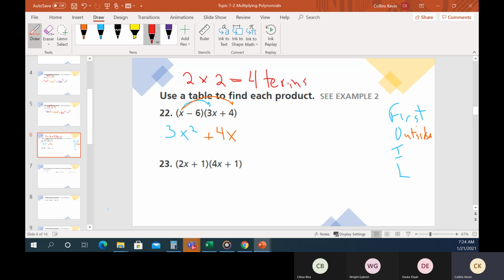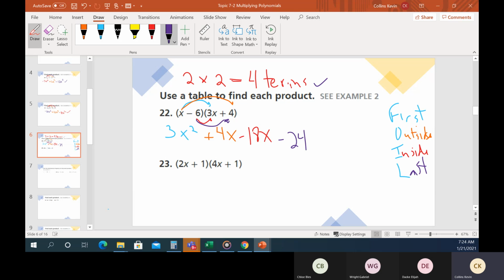Then I stands for inside. So that's the two guys in the middle, the inside guys. All right. So we've got minus 6 times 3, that's going to be minus 18. Bring the x along for the ride. And then L stands for last terms. So that's the last one in each parenthesis. So we have minus 6 and minus 4. That'll give us minus 24.